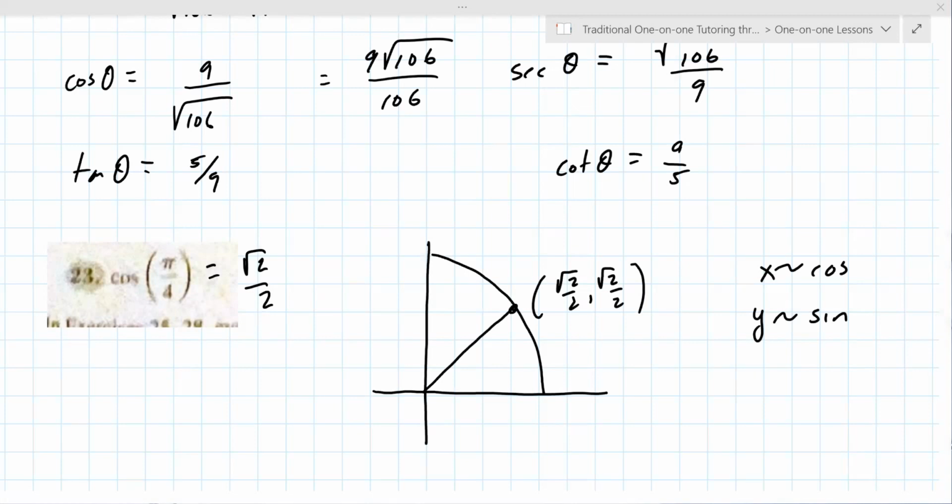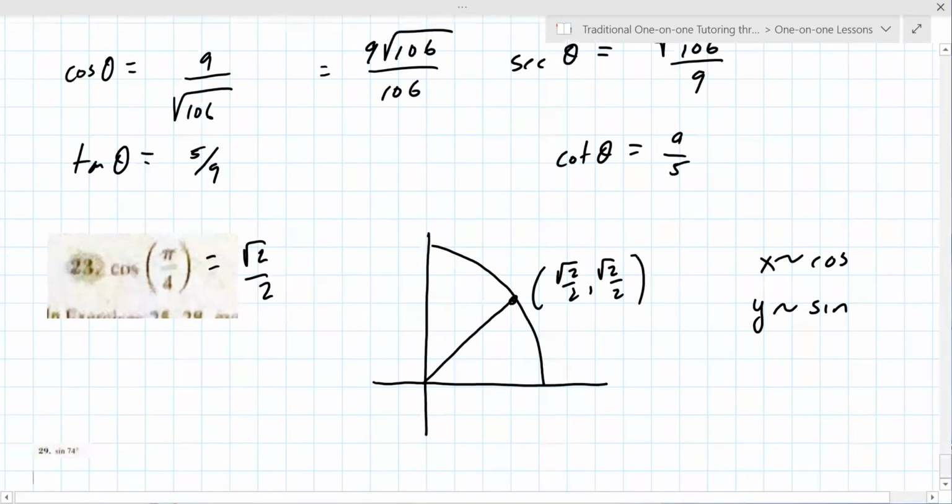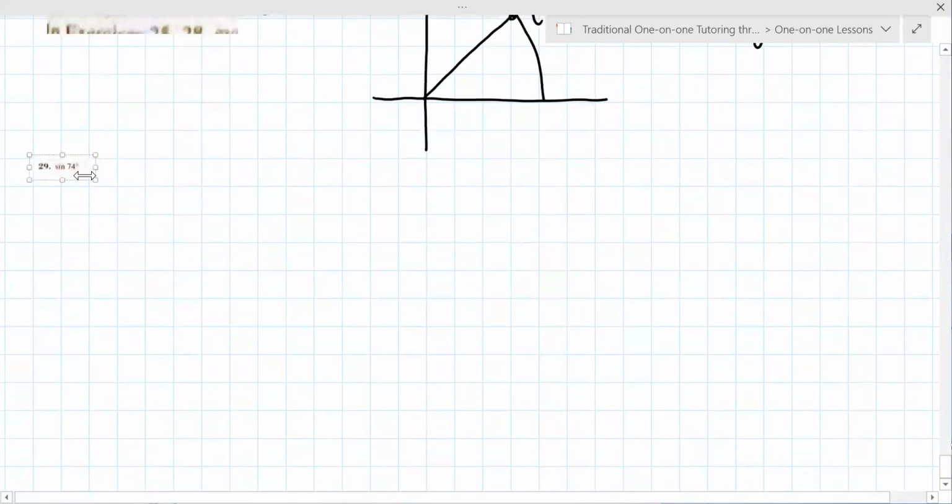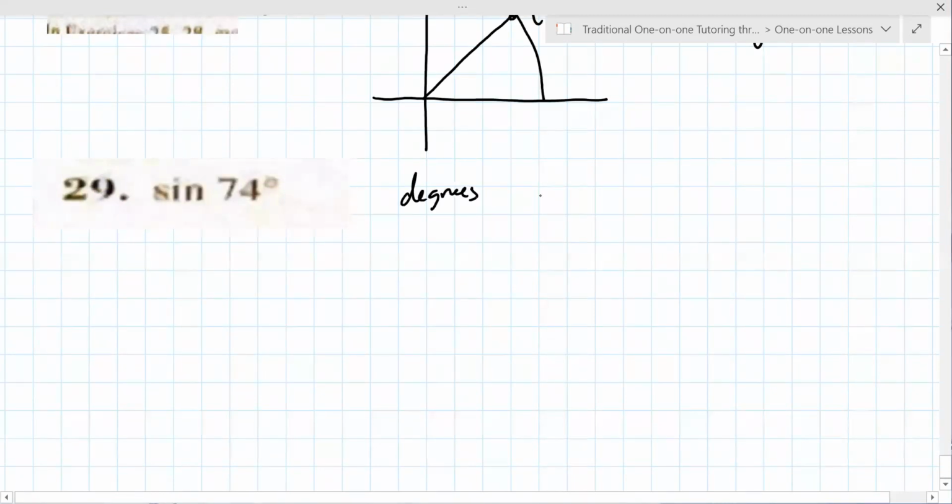29 is a calculator problem. I'll point out, if you're doing any other classes, just make sure your calculator's mode is in degrees, not radians, because you will get weird answers here. So let me get this for you. Okay, you get 0.9613.